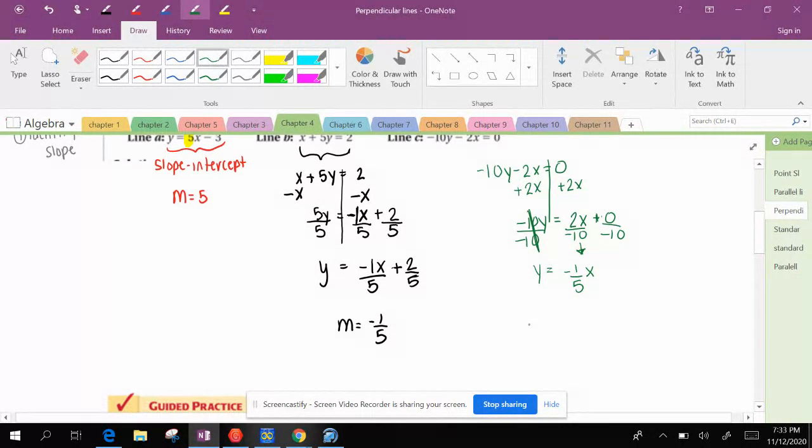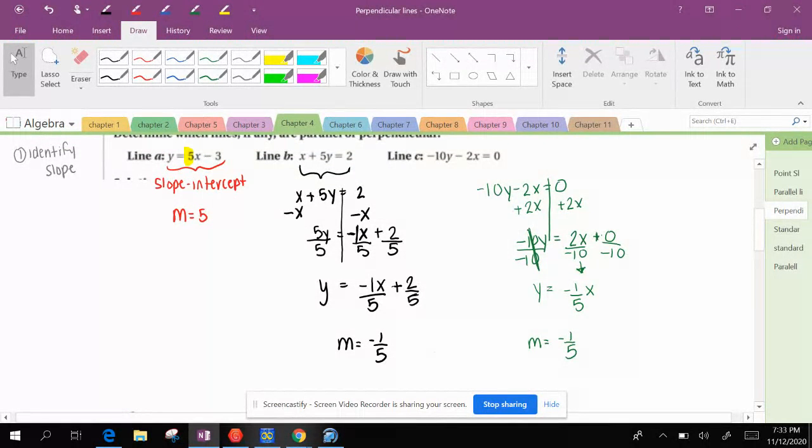So the slope of this equation is negative 1/5. So now I have to compare my red equation to my black equation to my green equation. Line A, line B, line C. So looking at this, do you see any that are parallel? If so, which ones? Line A, line B, or line C? Line B and C are parallel. Parallel symbols, the two parallel lines, they both have a slope of negative 1/5, which is exactly the same, therefore they are parallel.